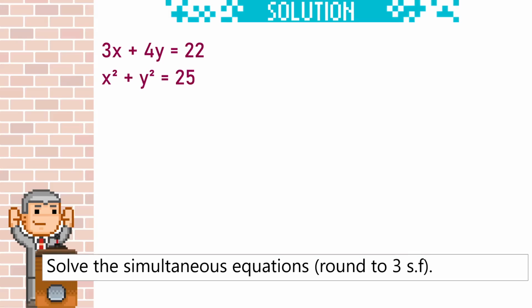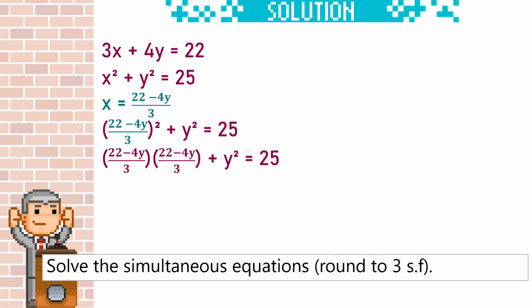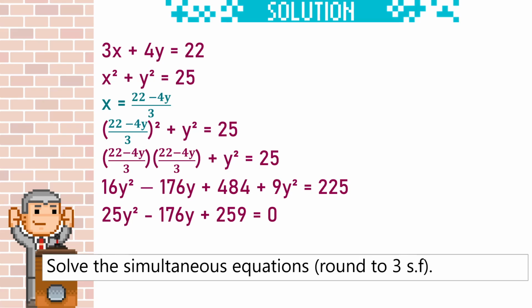This question is asking us to round to 3 significant figures, so chances are we will need the quadratic formula at some point in this, which will make things a bit more interesting. We're going to start by making our linear equation, which is our top one, as x equals. So we take away the 4y both sides, divide by 3. Going to substitute that into our second equation as x, and expand the brackets, and then form ourselves a nice quadratic. Wow, these are big numbers.